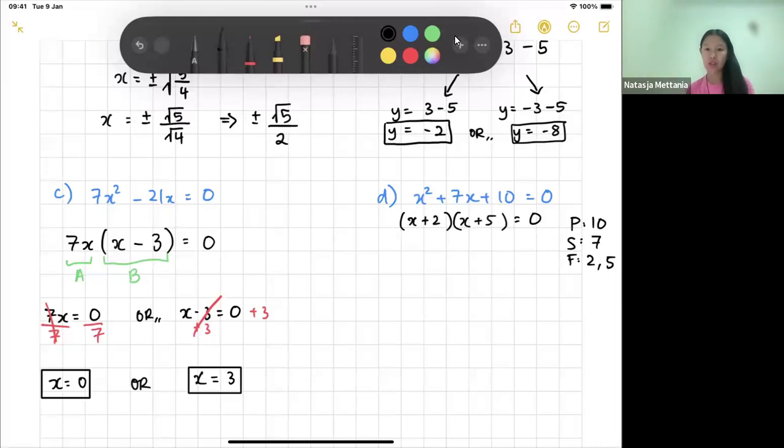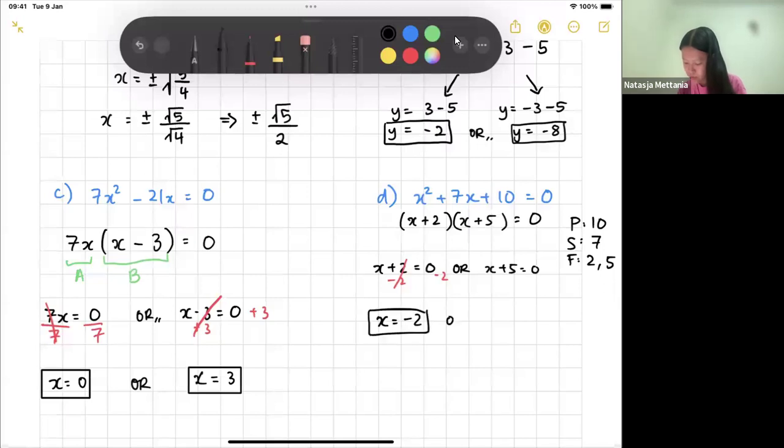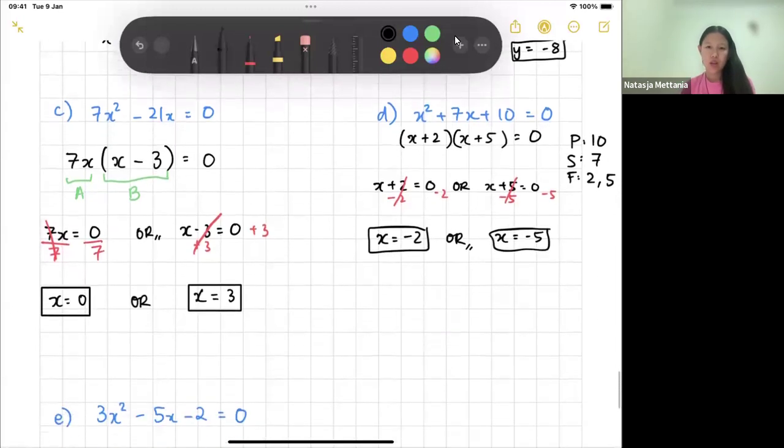Okay, again, this is null factor here, because it's something factorized equal to 0. All I'm going to do now is have x plus 2 equals 0 or x plus 5 equals 0. Two options. And I'll just solve it. Minus 2 on both sides. First option can be x equal to negative 2, or x can equal negative 5. Okay, that's for question D.